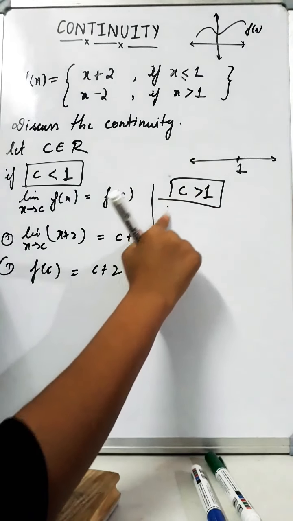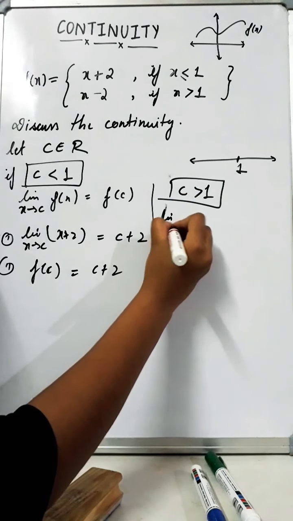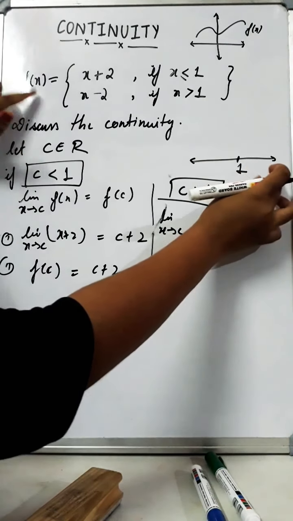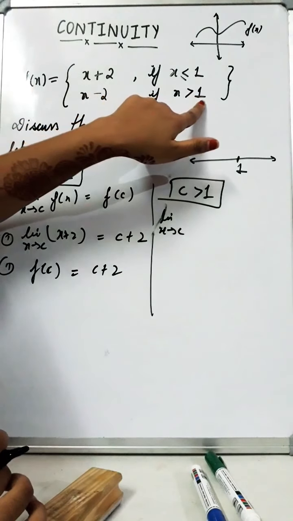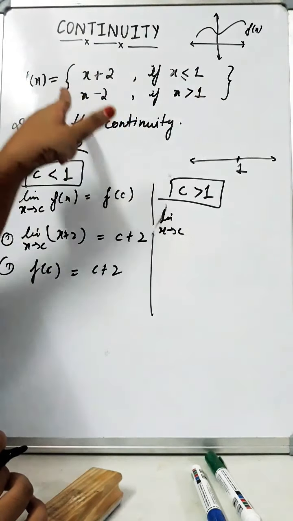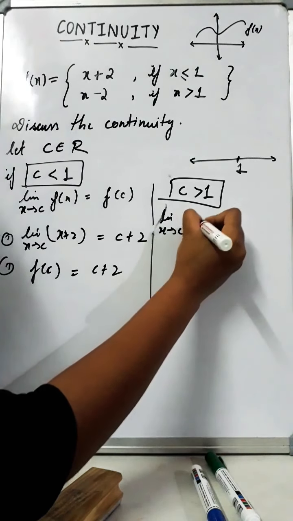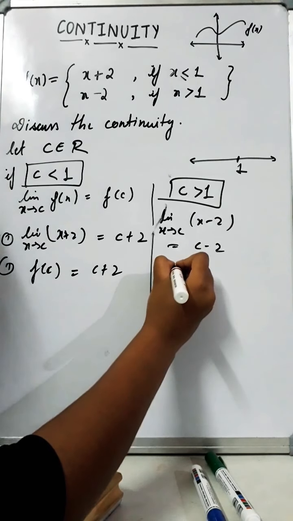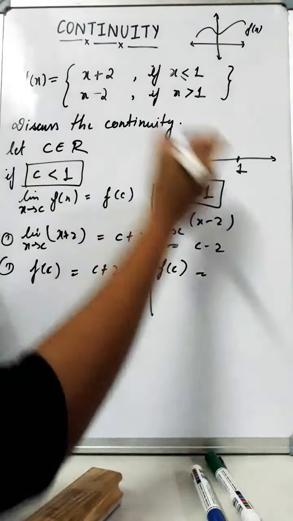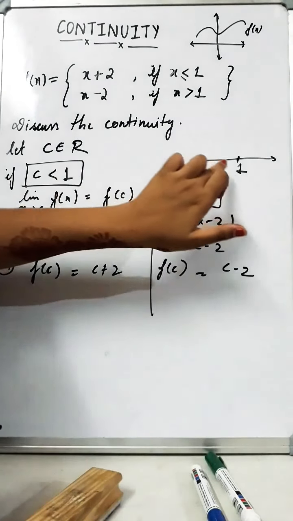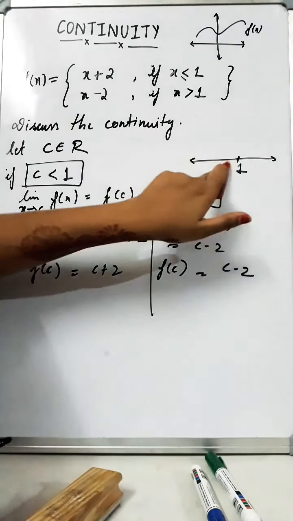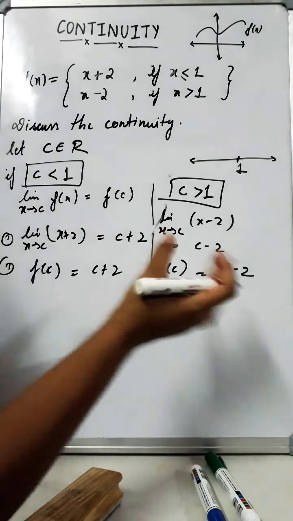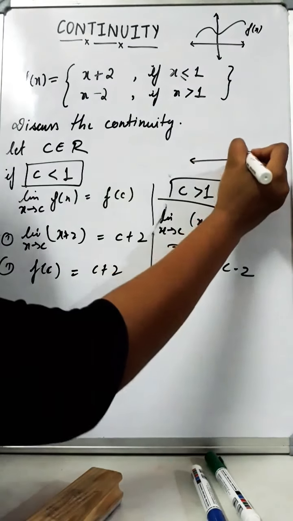How? Do the same thing. The limit as x tends to c. We are considering c from this part and dealing with this function, because for x greater than 1, your function is x minus 2. So it's x minus 2, that means c minus 2. And for f(c), you have c minus 2. So for any c less than 1 and any c greater than 1, your function is continuous on both sides. Now what is left? At x equal to 1.